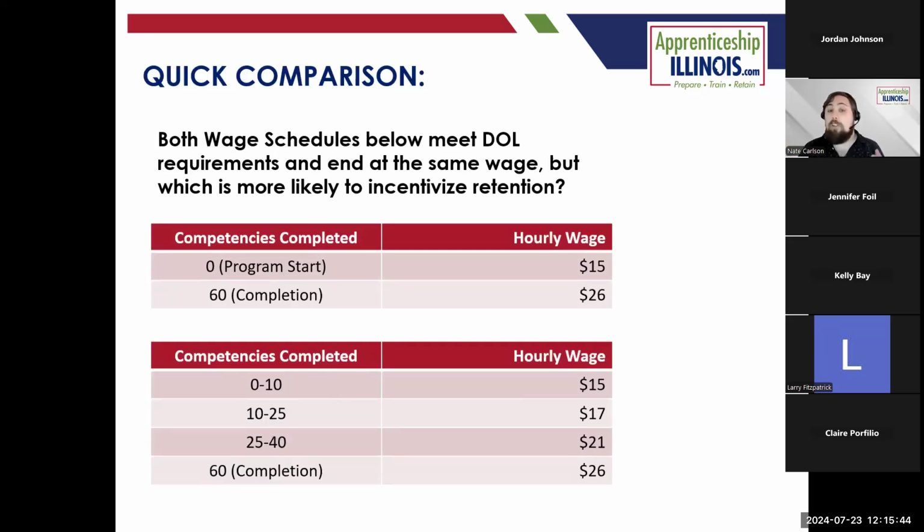But which one is actually more likely to incentivize retention? We can see the bottom wage schedule has more of a ramp up, and throughout the program, they're earning those incremental increases on the way to $26 an hour. And so you're more likely to see retention. And even though it means a little more legwork on the payroll department or the HR department at the employer by utilizing those increases. And so again, this is an instance where if we wanted to do the bare minimum, we could do the top. But if we wanted to incentivize retention and make a meaningful investment, we might encourage employers to have something that looks more like the bottom.